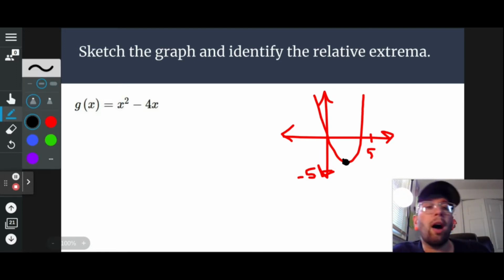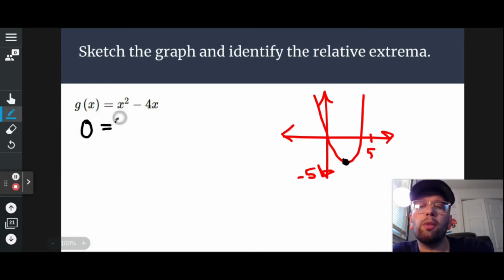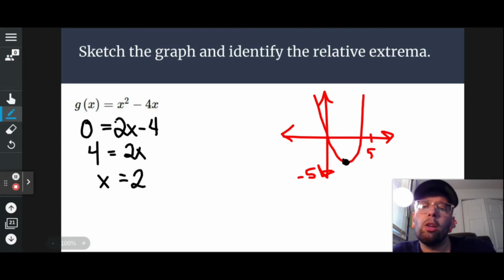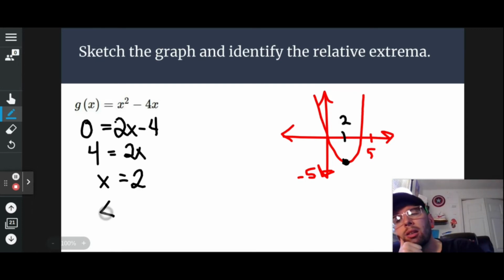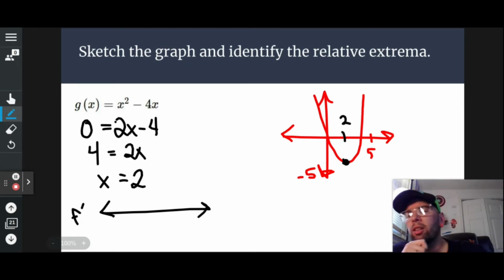So first, in order to find the relative extrema, I have to find the critical points, which means you set that equal to 0, you take the derivative, gives you this, add 4, divide by 2. So my critical point happens at 2. So this guy is going to be 2. I make a sign table, or a sign graph, for the derivative. Well, actually, in this case, it's g. So let's turn that f into a g. Perfect. Magic happens at 2.